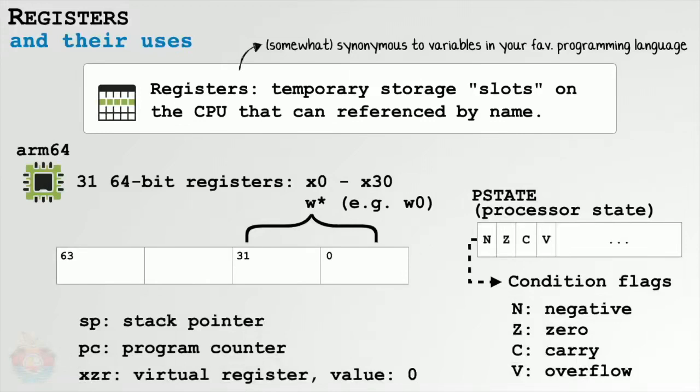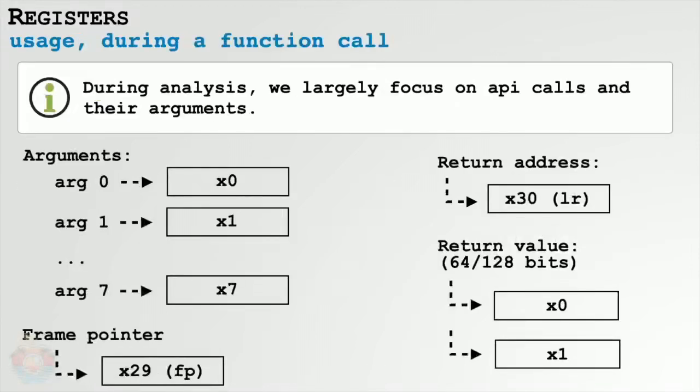There's also a few dedicated registers that are worth noting. For example, SP is the stack pointer. PC is the program counter, or the instruction pointer. And then finally, there's a dedicated virtual register known as XZR, which is always set to 0. There's also some floating point registers, but in the context of malware analysis, those aren't really relevant. And finally, we have the p-state entity, which holds condition flags. We'll talk about this more shortly.